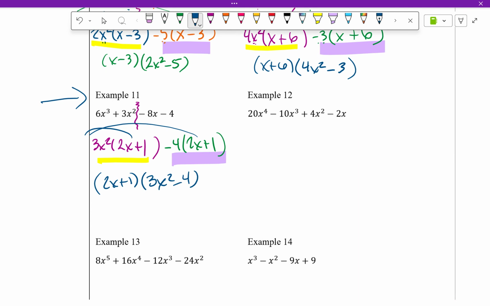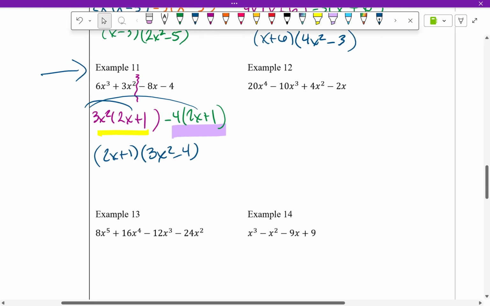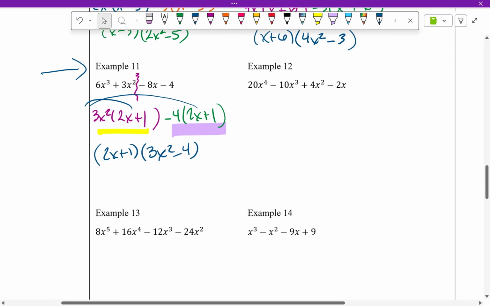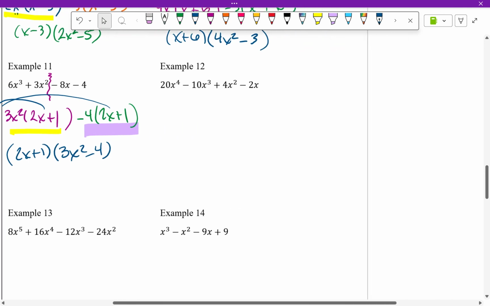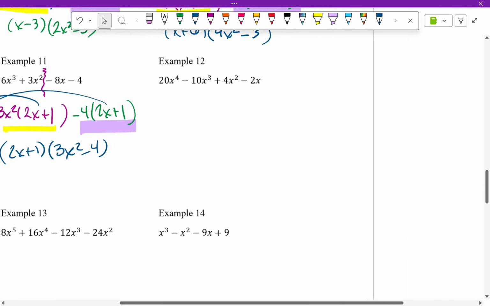Okay, any questions so far on grouping? All right, we're going to do a couple that have some other crazy things. We're going to try to get this done in the next 9 minutes. Okay? So, I for sure want to do 12 and 14. If we have to skip 13, we have to skip 13. But let's do 12. Let's focus on 12 and 14 first.